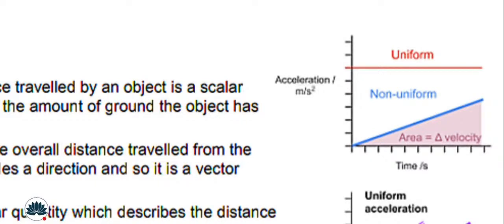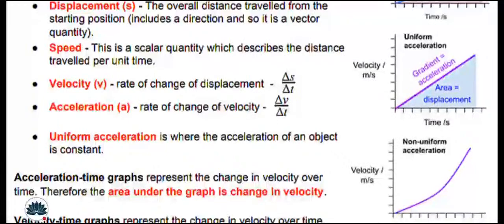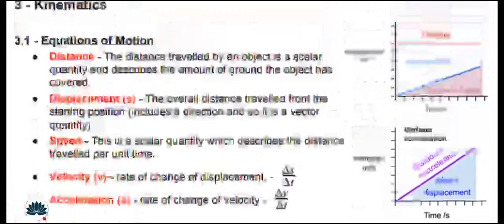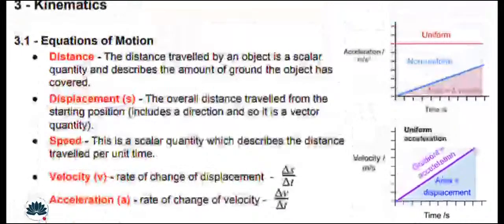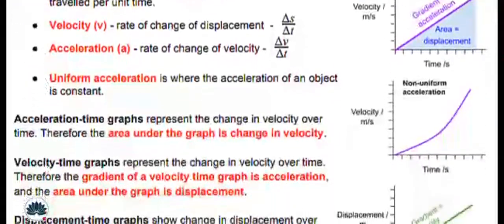Okay, so the blue line shows non-uniform acceleration, where you can find the area by the delta velocity. How can you find the area by delta velocity? Uniform acceleration is where the acceleration of an object is constant. Meanwhile, here you can see that the uniform acceleration is constant. Okay, this is the terminology of physics you have already discussed in the O Levels. Acceleration-time graphs represent the change in velocity over time. Therefore, the area under the graph is the change in velocity.